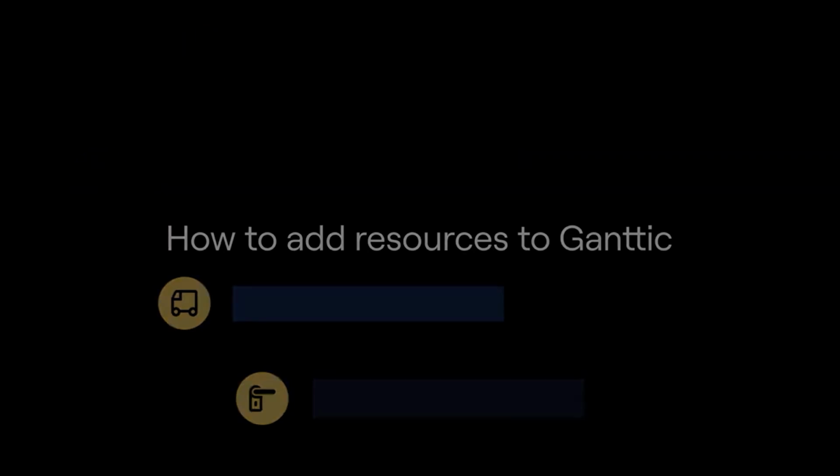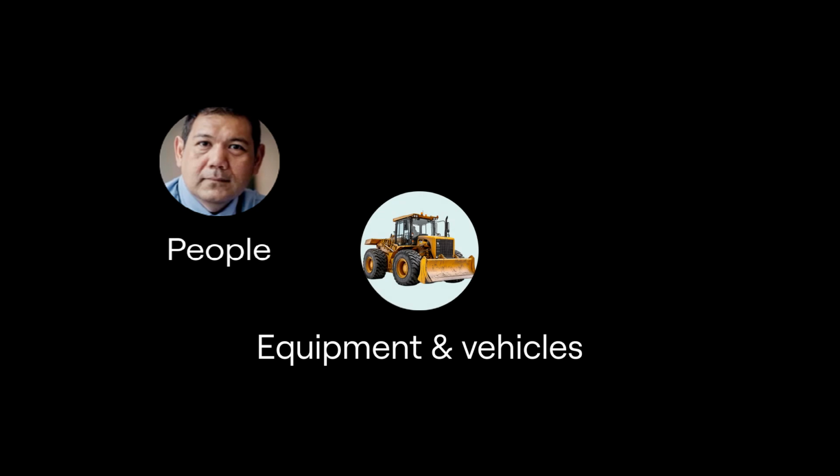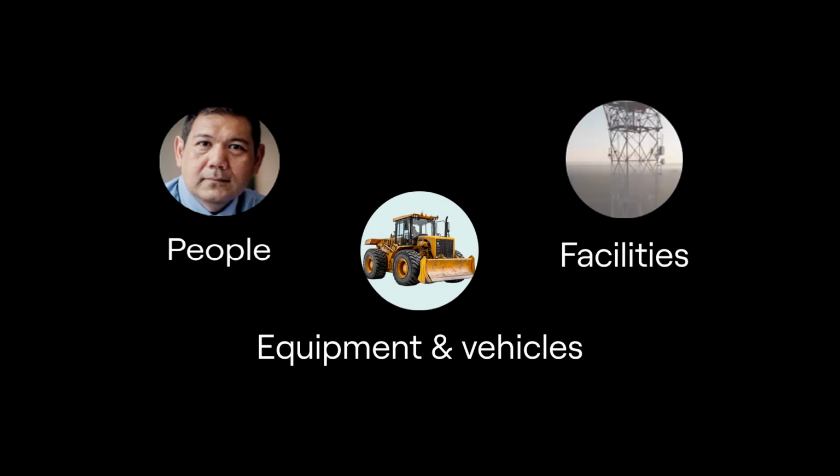In Ganttic, a resource is anything you plan for: people, equipment, vehicles, even rooms. If you assign tasks to it, it's a resource. There are two easy ways to add a new resource to your planner.